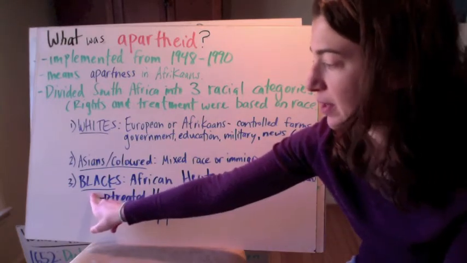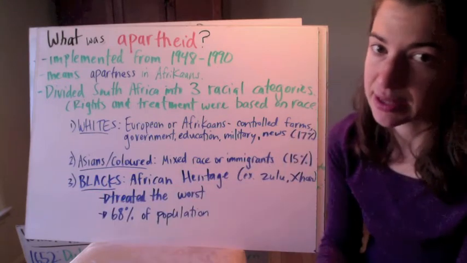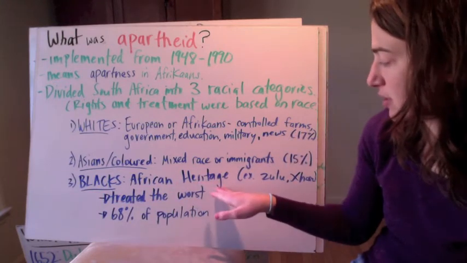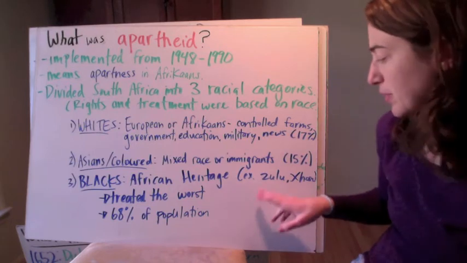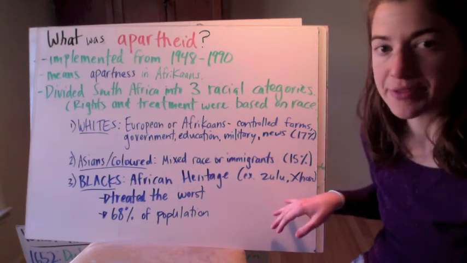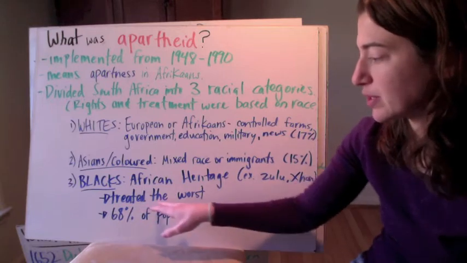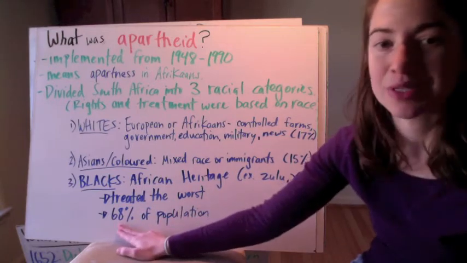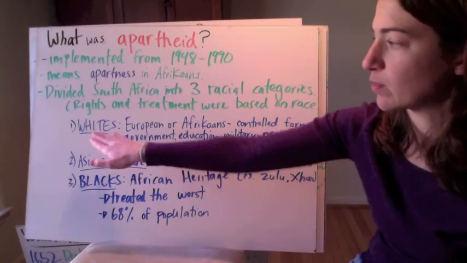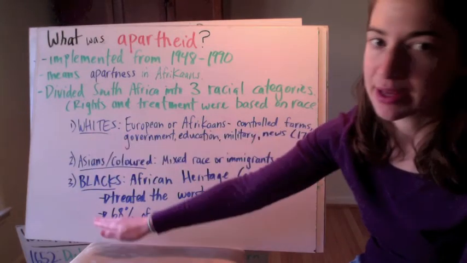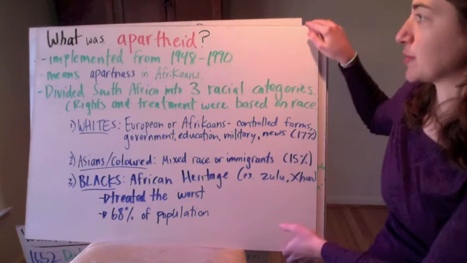And finally, the worst treated were the blacks. And this was anyone with an African heritage. So in South Africa, there are a variety of different ethnic groups, but Zulu and Xhosa are two of the larger ones. They were treated the worst, and this accounted for 68% of the population. So again, the whites were treated the best under apartheid, and the blacks were treated the worst.